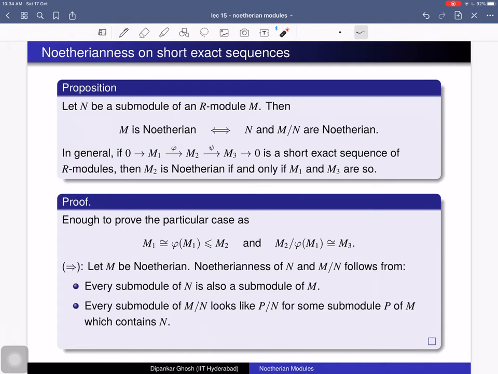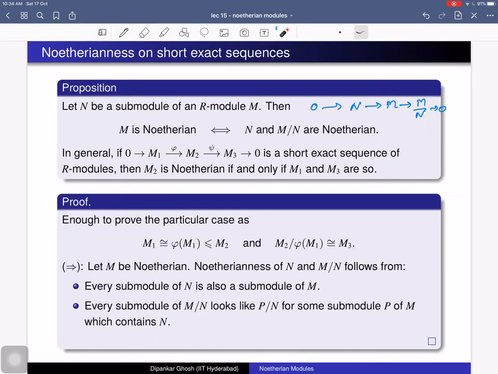So in terms of submodules, we can prove this. You consider a submodule N of an R module M, then you can have this short exact sequence 0 to N to M to M mod N to 0. Then this statement is saying that M is Noetherian if and only if this submodule N is Noetherian and this corresponding quotient module is Noetherian.